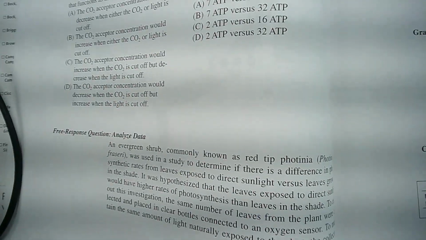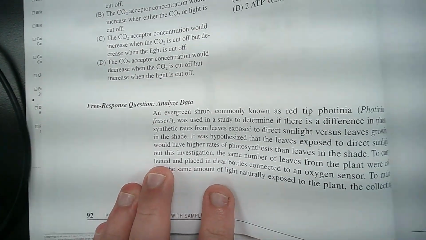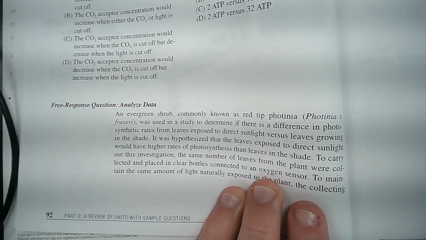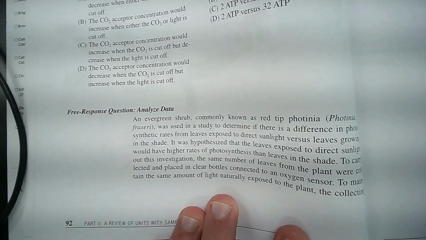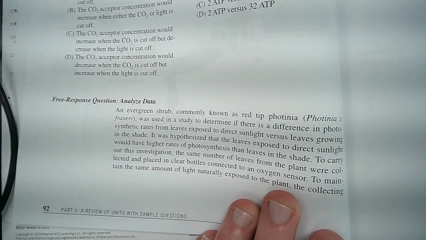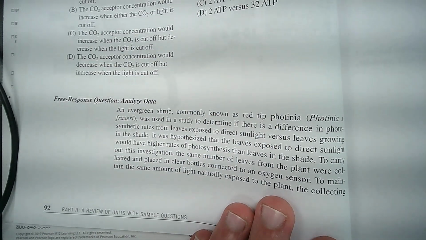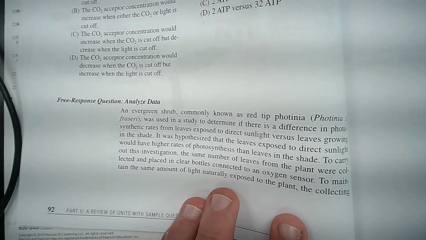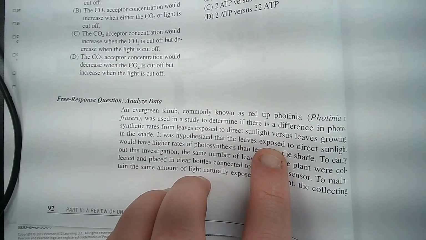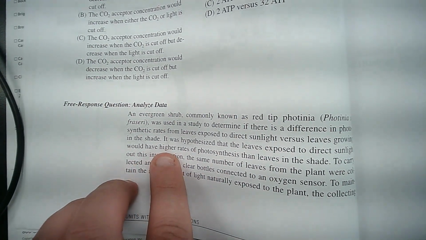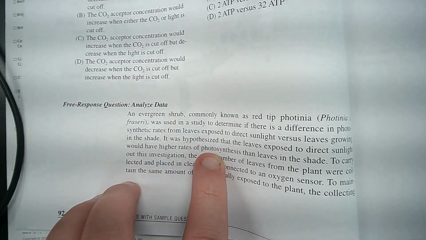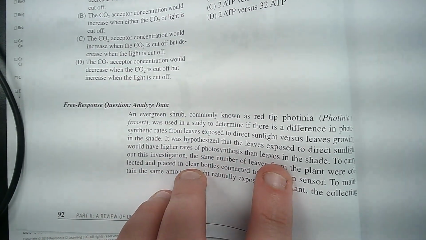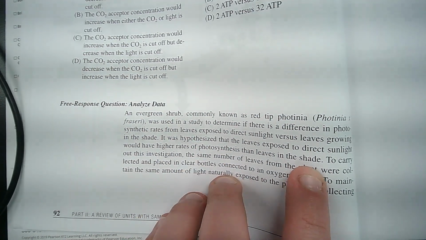Let's take a look at this free response question. I didn't cover photosynthesis directly, but we can still try it. An evergreen shrub, commonly known as a red tip photinia, was used in the study to determine if there is a difference in photosynthetic rates from leaves exposed to direct sunlight versus leaves growing in the shade. It was hypothesized that the leaves exposed to direct sunlight would have higher rates of photosynthesis than leaves in the shade, because photosynthesis requires sunlight, and the shade has less sunlight, obviously.